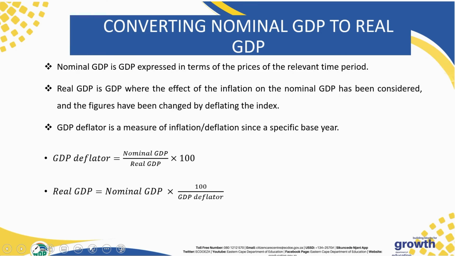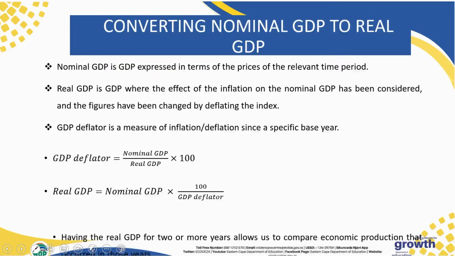So the GDP deflator enables us to measure the prices since a specific base year, whether the prices increased or the prices decreased. Then the next one, there is a formula for us to calculate the GDP deflator. You just take your nominal GDP, you divide by the real GDP, you multiply by 100, then you get your GDP deflator. The next formula symbolizes the calculation of the real GDP, whereby you will be required to have the nominal GDP, you multiply it by 100, divide by the GDP deflator.